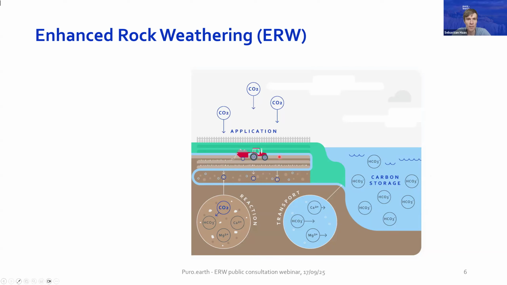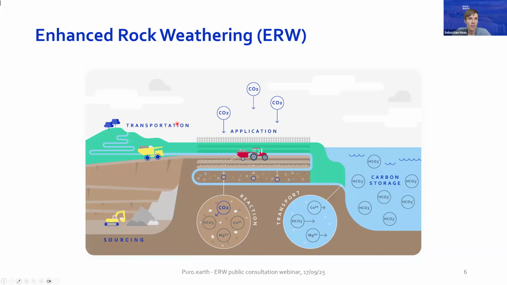For this to happen, I omitted two steps prior to feedstock application. We also need transportation of the feedstock material, or weathering material, to the field. And that feedstock also needs to be sourced somehow, for example in a mine for natural rocks.